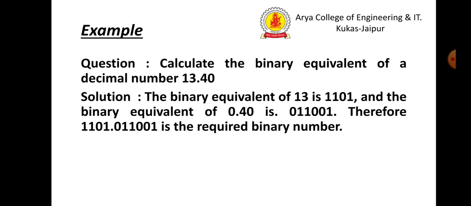Here is an example. Calculate the binary equivalent of the decimal number 13.40. For this we first calculate the binary equivalent of the number 13, which is 1101, by dividing 13 by 2 and calculating the remainders. And then for the 0.40 we multiply it by 2 as we did in the previous example, and we get 0.011001. So combining both the integer and the fraction part, the binary equivalent is 1101.011001.